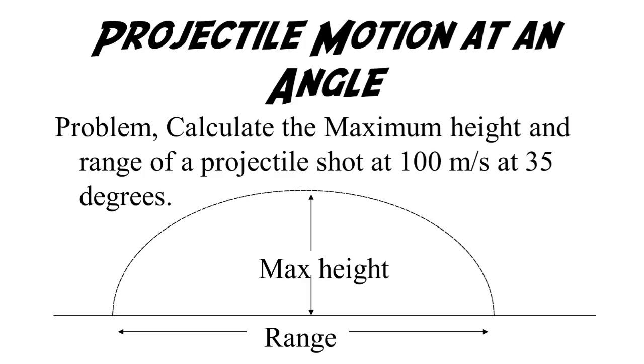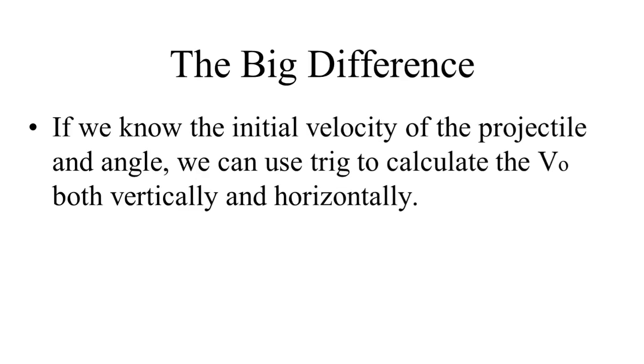This highlights a very key difference between horizontal and angled projectiles. Horizontal projectiles are always projected horizontally, so straight forward, they move in a straight line. Angled projectiles now have angled forces applied on them. We know that angled forces create horizontal and vertical forces. We need to look in 2 dimensions. The same is true for velocities. So if we know the initial velocity of the projectile and angle, we can use trig to calculate the initial velocity both vertically and horizontally.